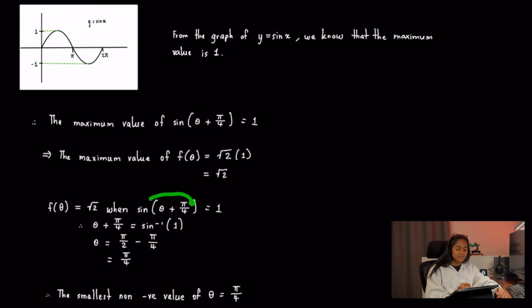So now we're going to look at this section and say that pi over 4 plus theta is equal to sine inverse of 1. We know that the sine inverse of 1 is equal to pi over 2. So now all we need to do is say that theta is equal to pi over 2 minus pi over 4, and we know that that is pi over 4. So therefore the smallest non-negative value of theta is equal to pi over 4, and that's the solution for that part.